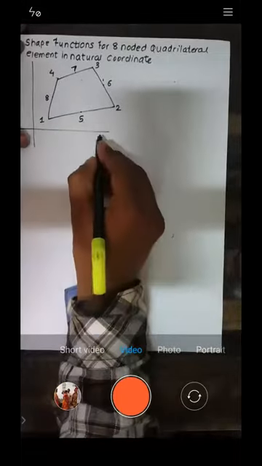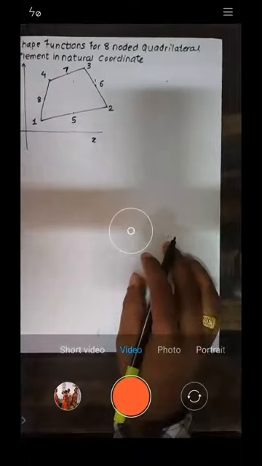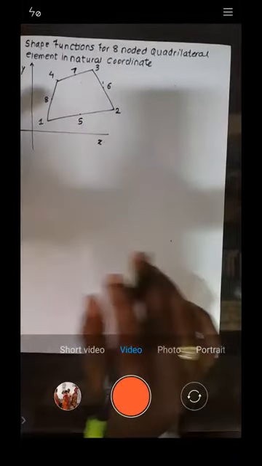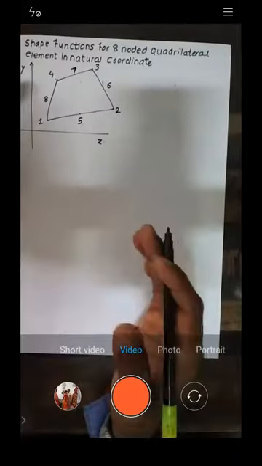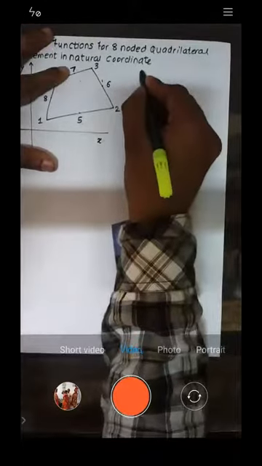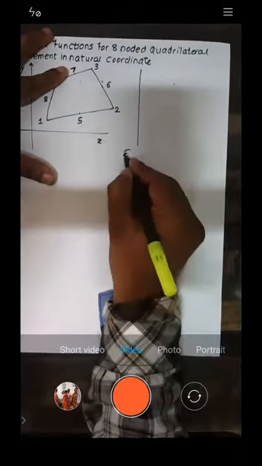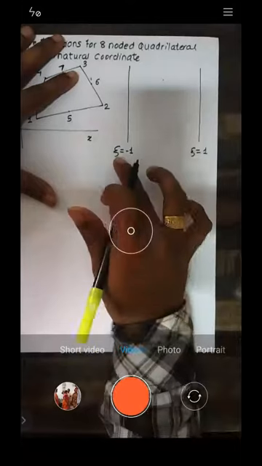Is it okay? So this diagram was basically in x and y coordinates, that is, in a Cartesian coordinate system. Now I need to shift it from Cartesian coordinates to natural coordinates. Right? So as I told you, for the 4-noded quadrilateral element, we have the zeta that is ranging from -1 to +1.